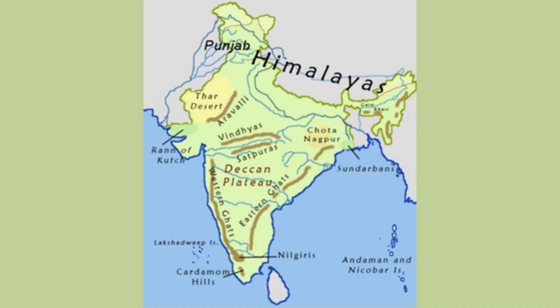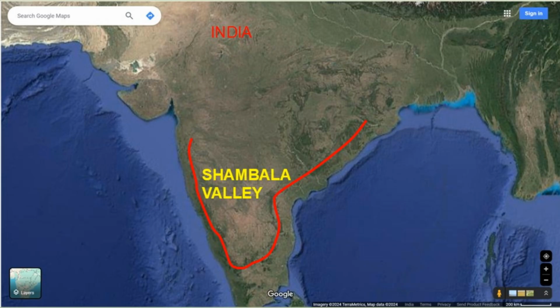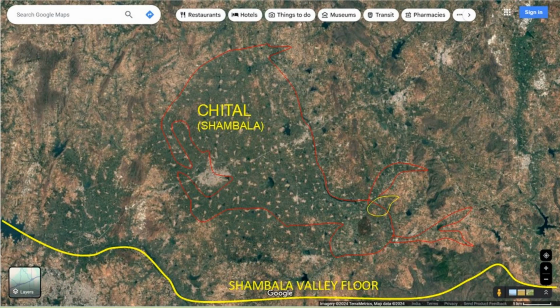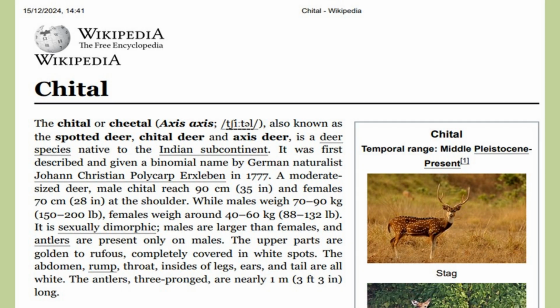The southern boundary is extended up to the Nilgiri hills in the south, flanked by the Western Ghats and Eastern Ghats, which forms a valley-like formation. This valley is known as the Shambhala Valley during those days. Here also you can see an image of a head of Sambar deer as you can see in this slide. If you zoom further and watch carefully at the bottom of the Shambhala Valley, you can see an image of a cheetal, which is a variety of deer.